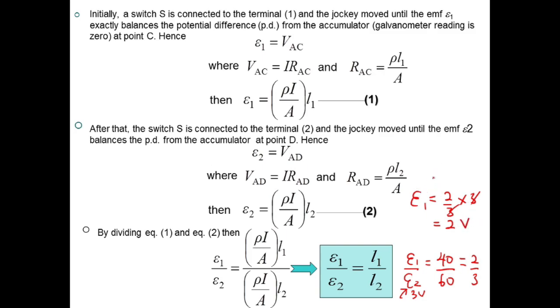In the potentiometer, we just ratio the value and compare to the length, same as in the potential divider.